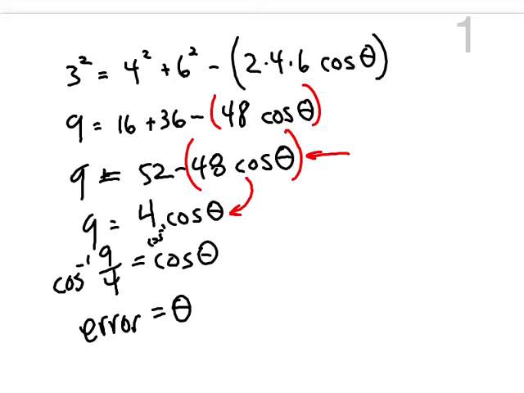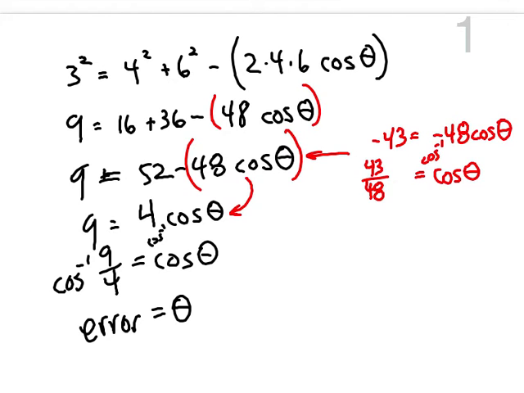So we'll do the right way over here. 9 minus 52 is negative 43 equals negative 48 cosine of theta. So cosine of theta is equal to 43 divided by 48, because a negative over a negative is positive. Take the inverse cosine of both sides. All right, try that one on for size. What's the inverse cosine of 43/48?